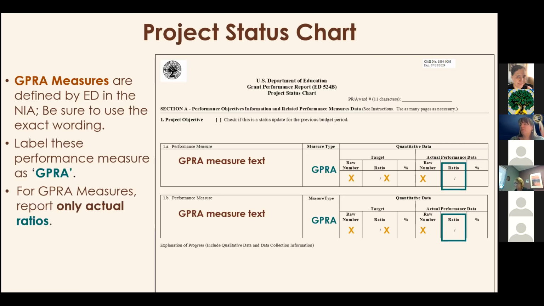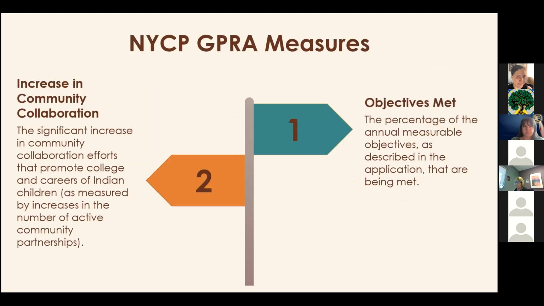Underneath it there is the blank space for you to type in that narrative or qualitative data. We call that the explanation of progress. This is where you're going to tell us what that ratio represents, some context behind the number, and how that information is collected and tracked. We're actually going to unpack your GPRA measures a little bit to clarify exactly what you're reporting on and what should be represented in those ratios.